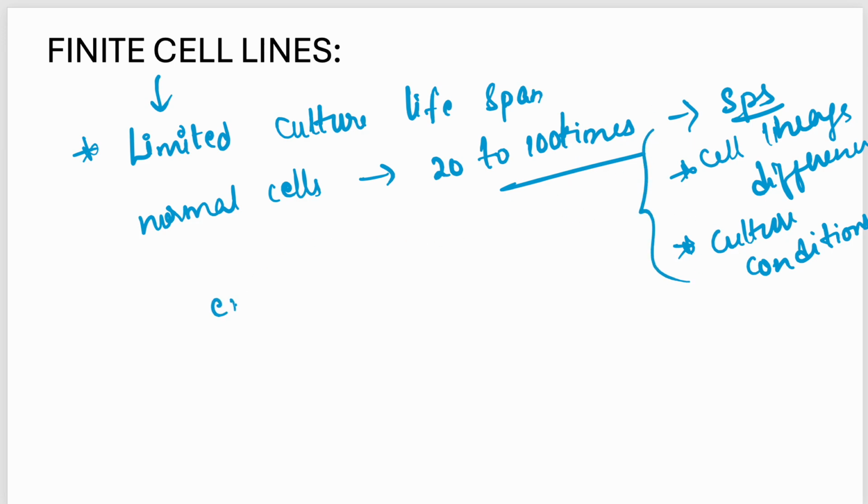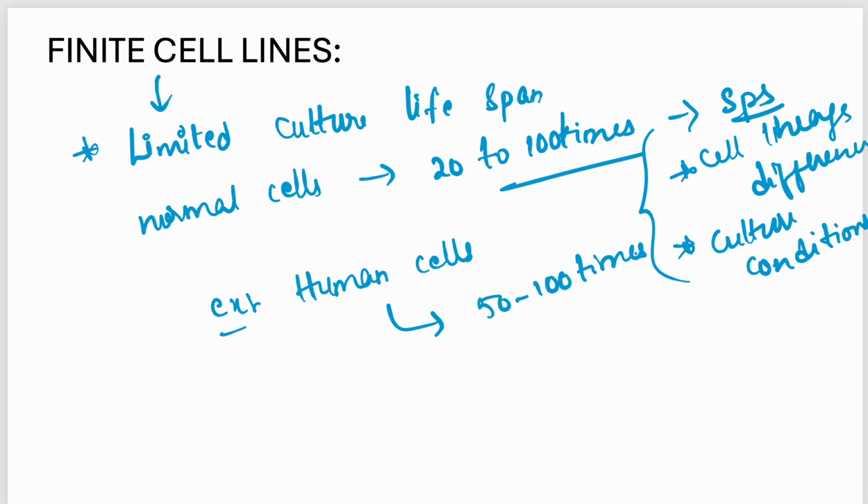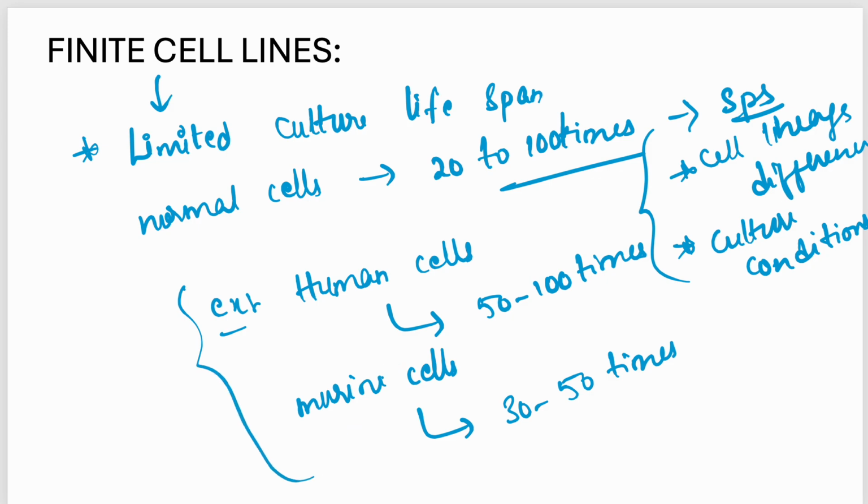For example, if we see human cells, they can divide up to 50 to 100 times, whereas murine cells can divide 30 to 50 times before they die. Okay, so finite cell lines are mortal. They die after some divisions.